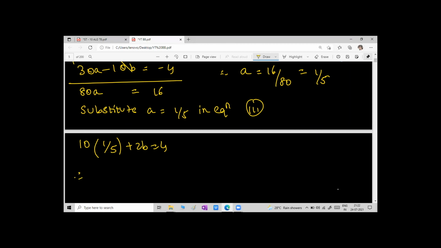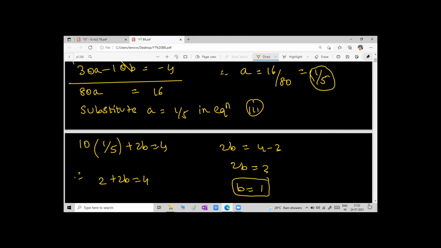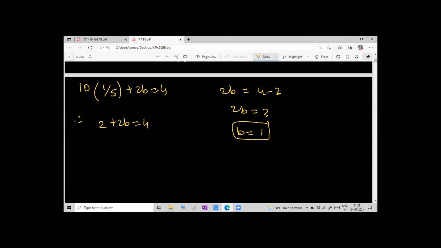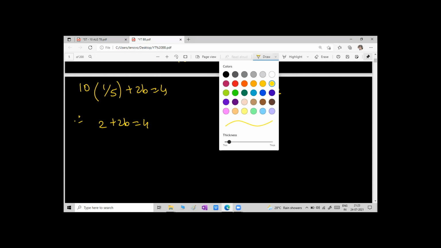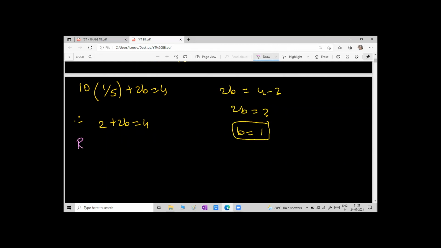Therefore 5 ones are 5, twos are 2, plus 2b is equal to 4. 2b is equal to 4 minus 2. 2b is equal to 2. b is equal to 1. Finally, we got the value of a and we got the value of b. Okay. Now what we are going to do? Now we are going to perform our favorite step, that is of resubstitution.